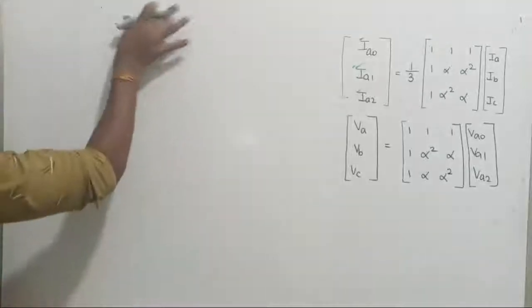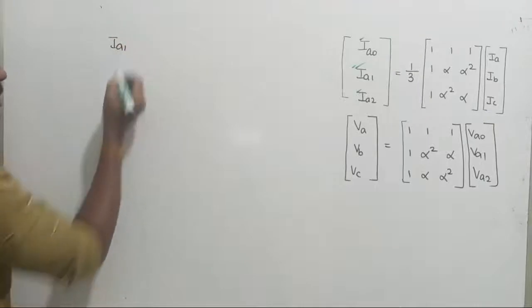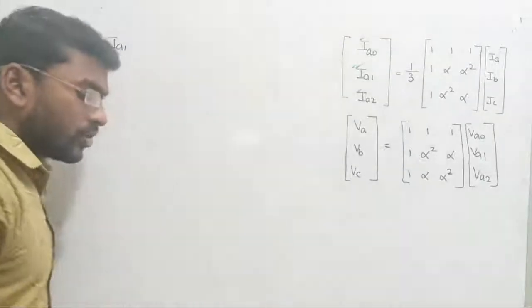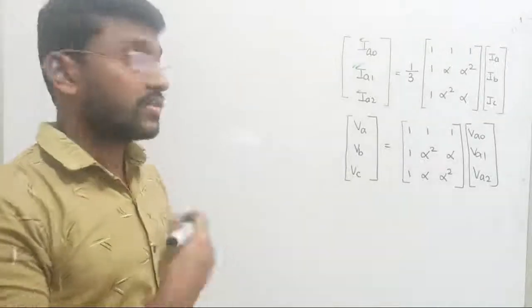We are going to consider the effect of only the positive sequence component. Clear? Let me write it slowly here. IA1. That is the only one we are going to consider. Yes, sir. That is perfect. Right? So next, what we are going to do? Let us extend our discussion further.